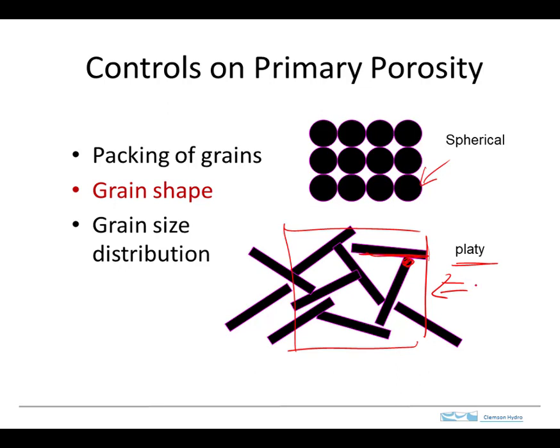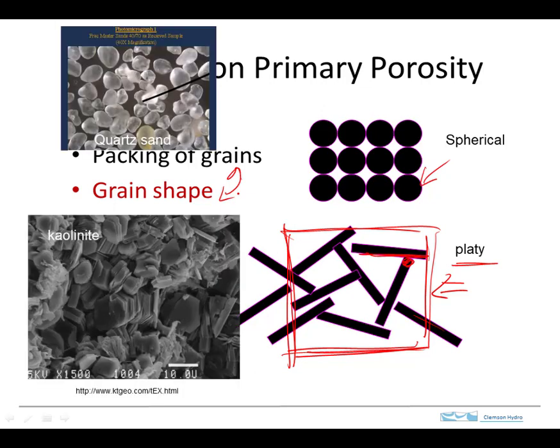As a result, clays have very small grains, but they can have very high porosities because of their shape and how this platy shape ends up packing relative to neighboring grains. So the high porosity of clays really is a result of both of these processes: the platy shape and the way that these platelets are packed together.